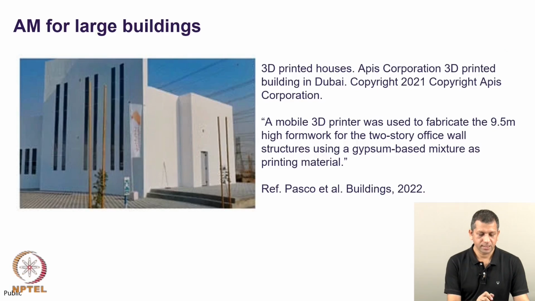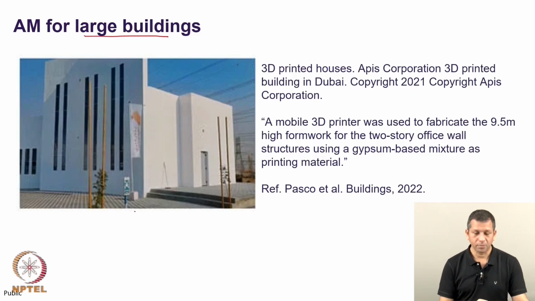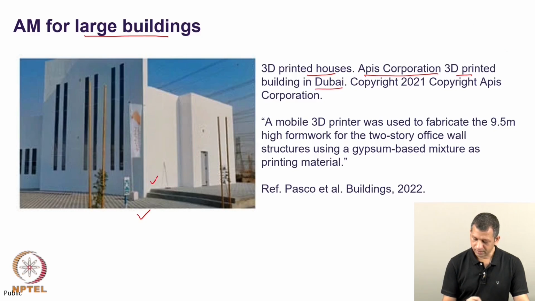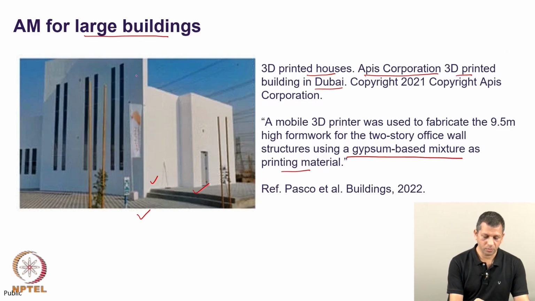Additive manufacturing has been used for creating large buildings or large parts of buildings as well. The example on the left side shows how Apis Cor has 3D printed a large house in Dubai. The material used in this case was a gypsum base mixture, and either the complete building can be printed as a monolith structure, or it can be printed into small parts, and those parts can be assembled.